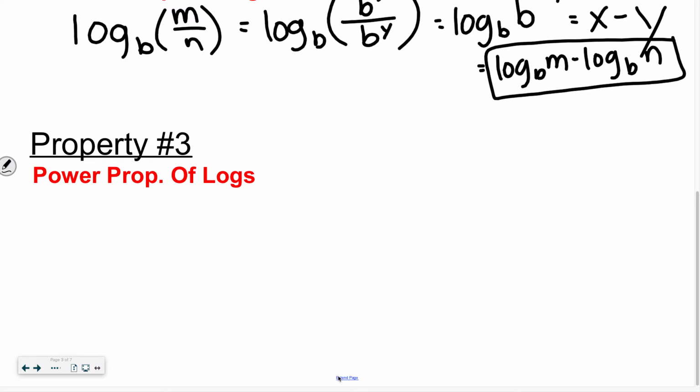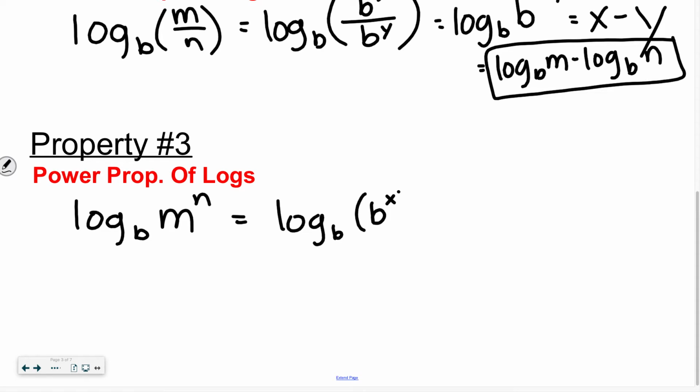Okay, I'll go through property number 3 with you because this one can be a little bit tricky, but also just interesting to see how all of this works. So this is log base b of m to the n. And on this one, we're really only going to make one substitution. I'm not going to put in b to the x and b to the y. I'm only going to sub in for m. So m is really b to the x. So this is log base b of b to the x raised to the n. I'll leave that second one in terms of n.